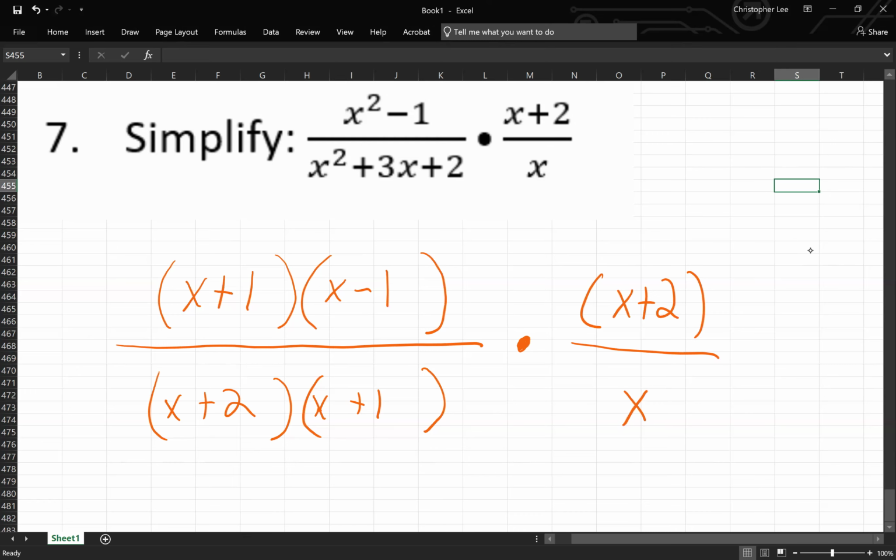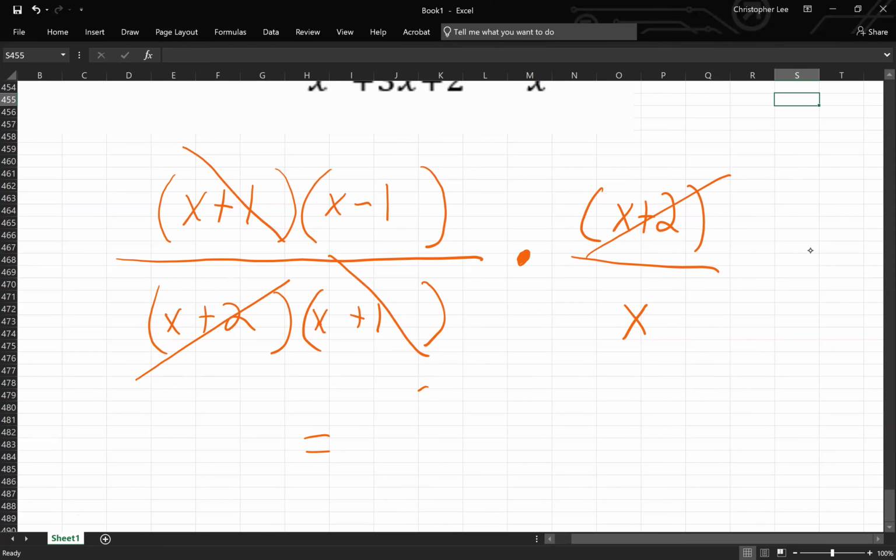After you get this far, all you have to do is just cross out the like terms, right? You can cross them out diagonally or up and down. All right, tell me what to do. Are there any like terms? X plus 2, x plus 2, very good. Anything else? Very good. X plus 1 and x plus 1. So my final answer here is going to be x minus 1 over x, and that's it.